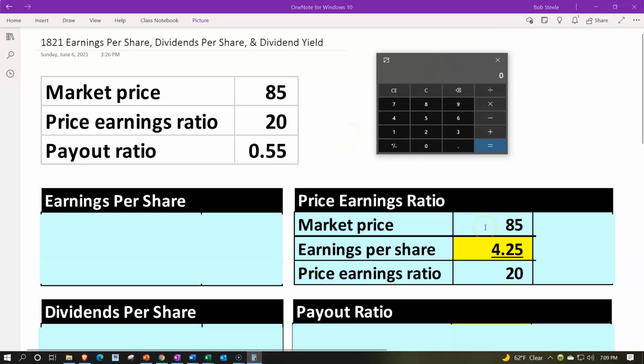So in other words, if the 85 divided by something, if we imagine the yellow number being X, would be 20, then we should be able to take the 85 divided by 20 to back into the earnings per share, which in this case is 4.25.